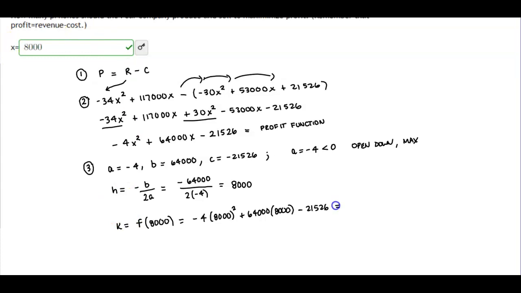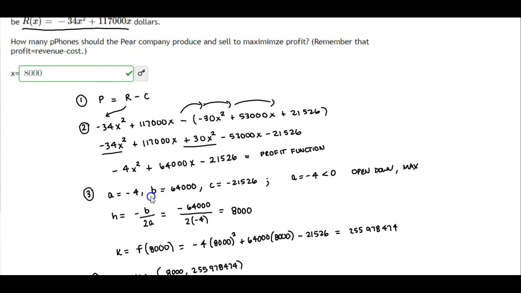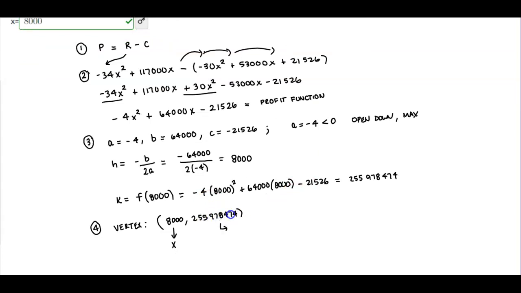So when we solve using the order of operations, we would get 255,978,474. So what that means is that we would have the vertex. And the vertex tells us that we have 8,000 and the Y value is 255,978,474. So this is the value of X. That tells you the amount of P phones in order to produce a maximum profit. Well, this represents the maximum profit, which is the Y value.